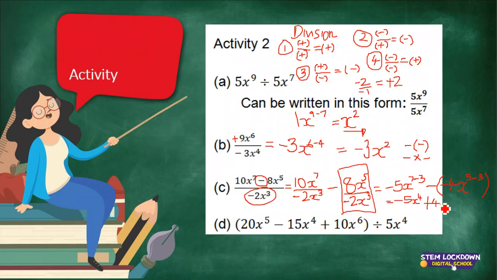Okay, and then you have x. Okay, what is 5 minus 3? 5 minus 3, the answer will be 2. Okay, so that is your answer, right? That is your answer.